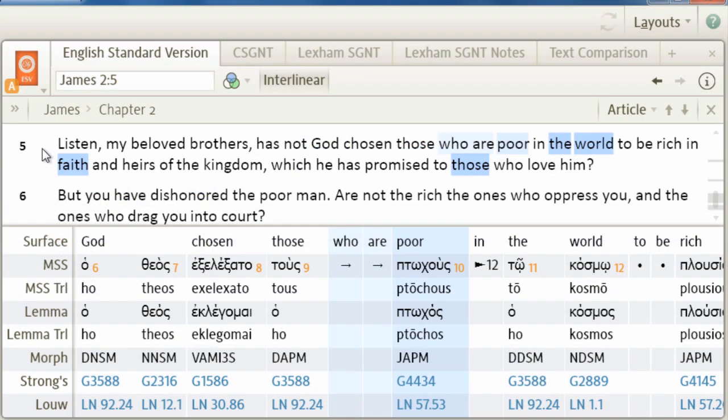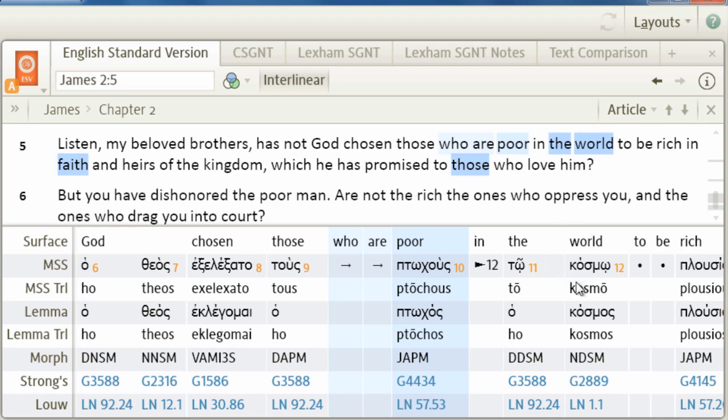James exhorts believers not to discriminate against others on the basis of wealth or social status. And here in verse 5 of chapter 2, he writes, "Listen, my beloved brothers. Has not God chosen those who are poor in the world to be rich in faith and heirs of the kingdom, which he has promised to those who love him?" And our visual filter has highlighted several words in this verse because the underlying Greek words are in the dative case. And we want to take a closer look at this phrase here, the world, which is translated from to cosmo.